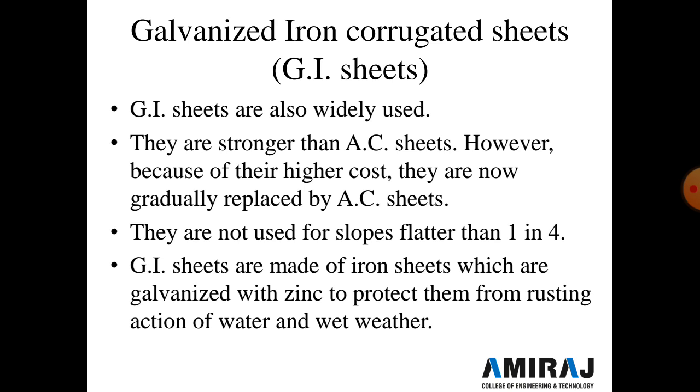It is also called a GI sheet, and these types of sheets are widely in use. They are stronger as compared to asbestos cement sheets. However, because of their higher cost, they are now gradually being replaced by AC sheets, and they are not used for slopes flatter than 1:4. GI sheets are made of iron sheets galvanized with zinc to protect them from rusting due to water and wet weather.